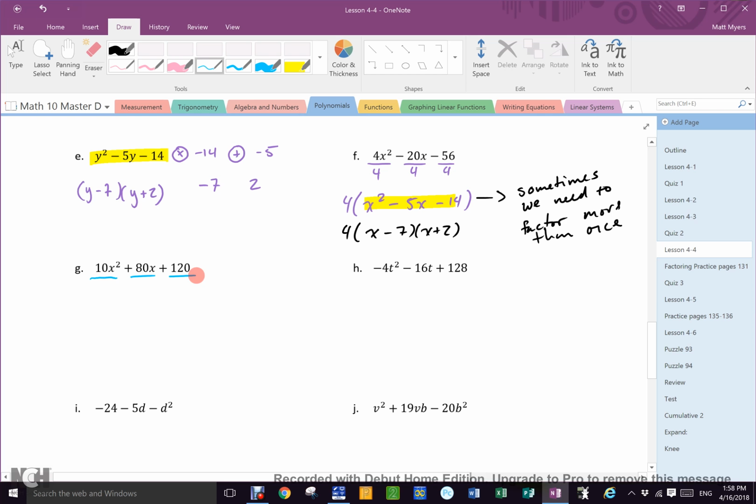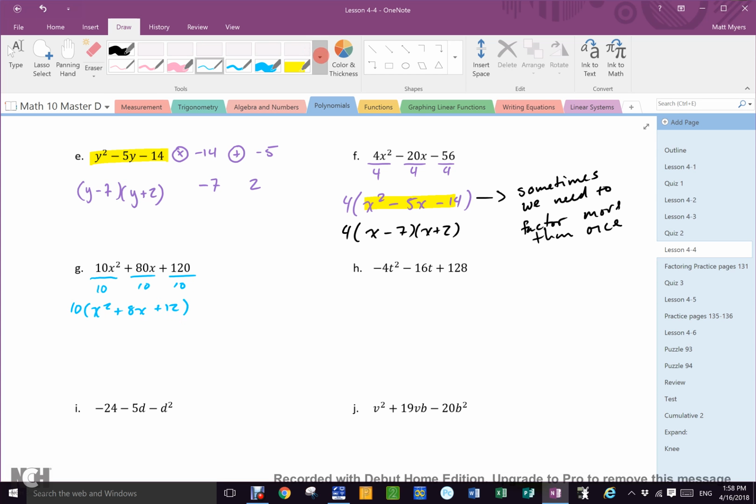Would anyone like to volunteer their first step? Don't be shy. Bailey, go. You're damn right you divided by 10. And then you wrote your answers, right? Which was 10 x squared plus 8x plus 12, right?